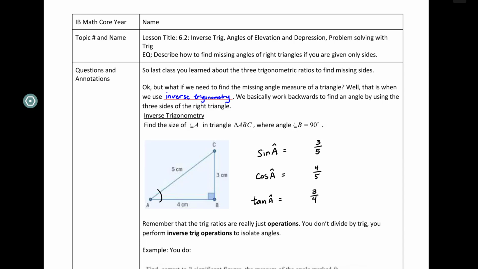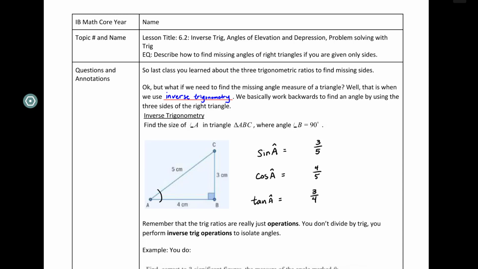So last class you learned about 3 trig ratios to find missing sides. But what if we need to find the missing angle measure of a triangle? Well, that is when we use what's called inverse trigonometry. We basically work backwards to find an angle by using 2 sides of a right triangle. So we've been given this triangle ABC here, and we want to know the size of angle A. And I've gone ahead and written out all of the trig ratios. This is a quick review for you guys.